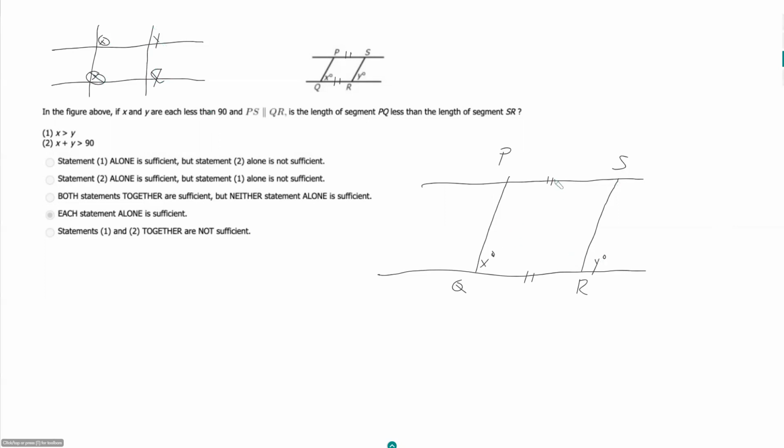So other than that, I think we just have to move on to our statements. Statement 1: x is greater than y. So this angle here is greater than this angle here. Let's think about this for a little bit and maybe try to visualize the relevance of this. We have these two parallel lines. What is going to be the shortest possible line segment connecting these two?